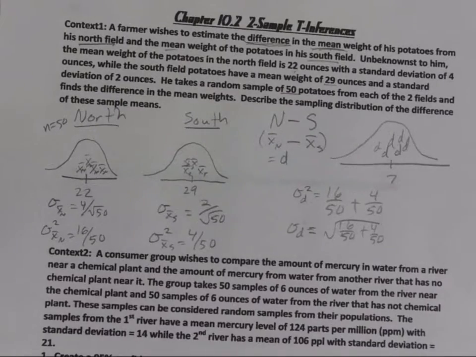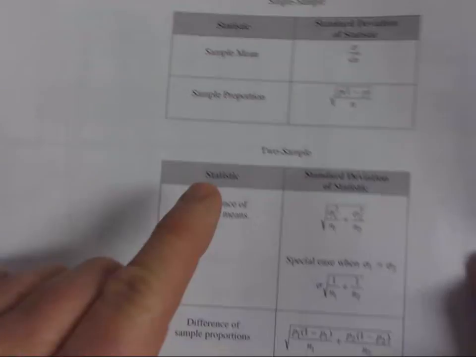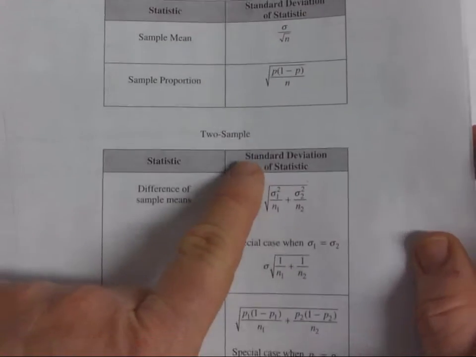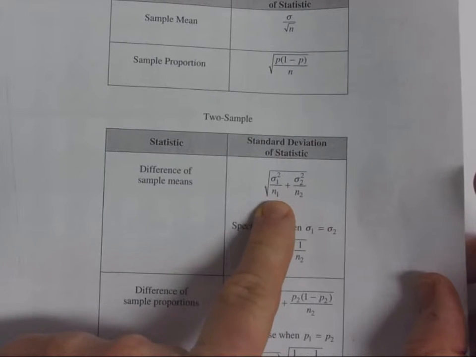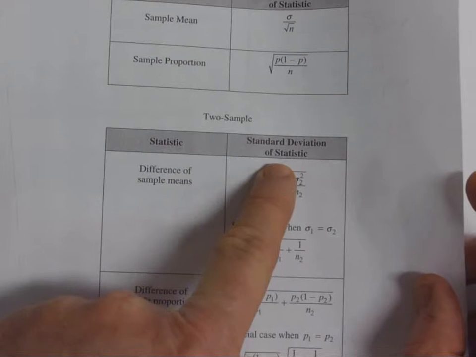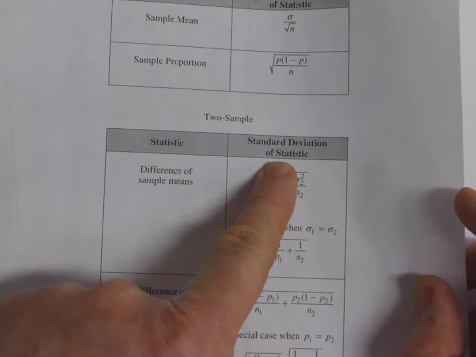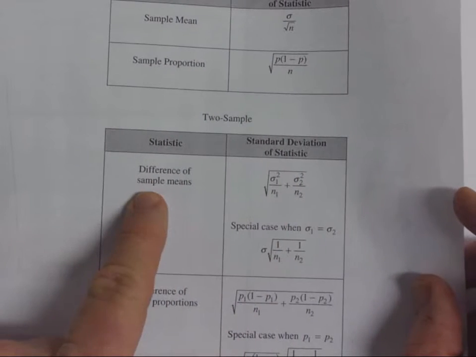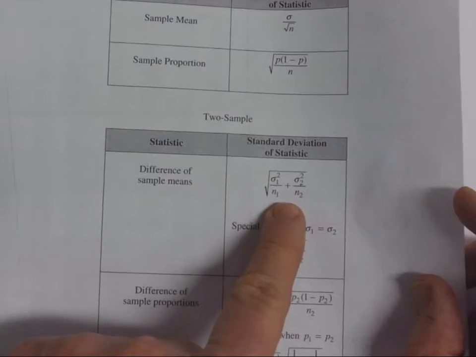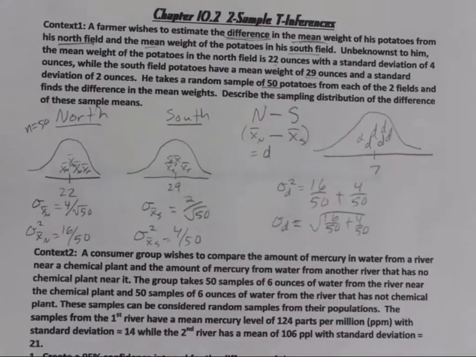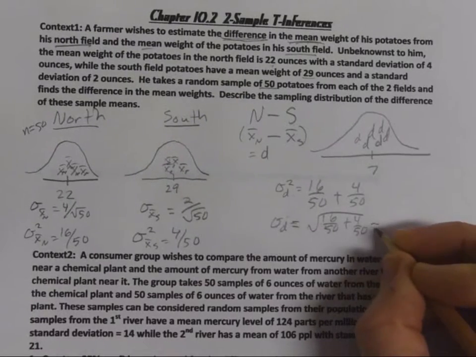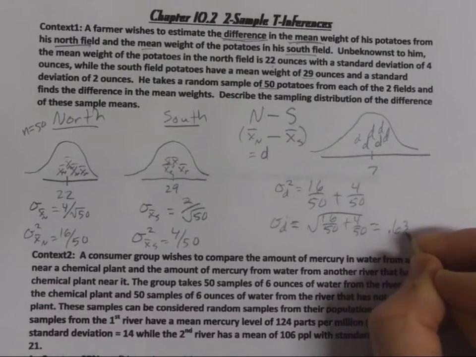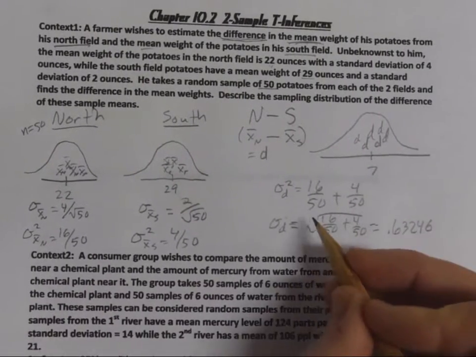And if you look on your formula sheet at this section, the standard deviation, the two sample stuff, there it is. There's that formula for the standard deviation of our statistic, which is going to be a difference of sample means, okay, is going to be this right there. And that is exactly what this is. And that, as it turns out, is equal to approximately 0.63246. So that is the standard deviation.